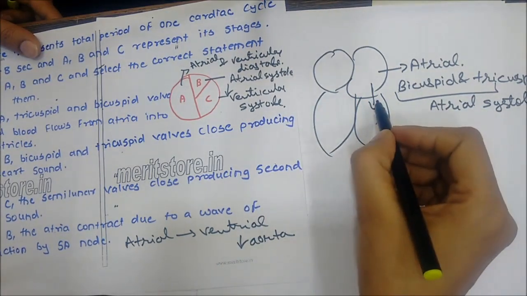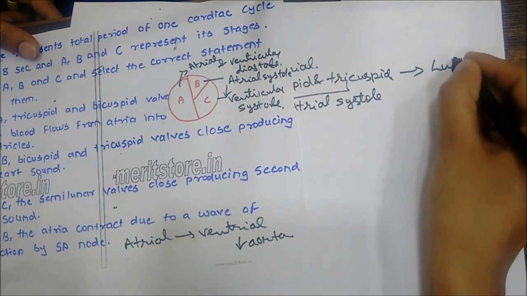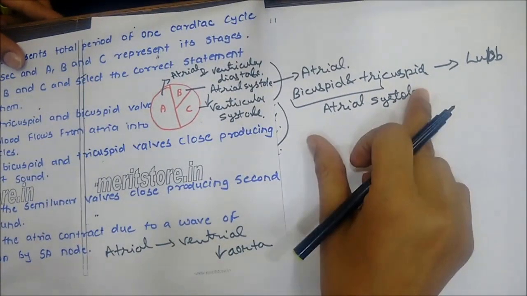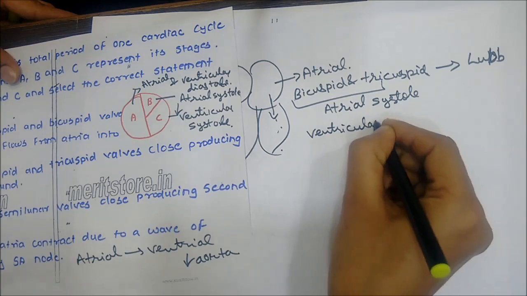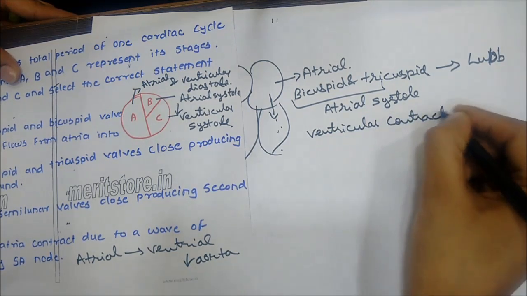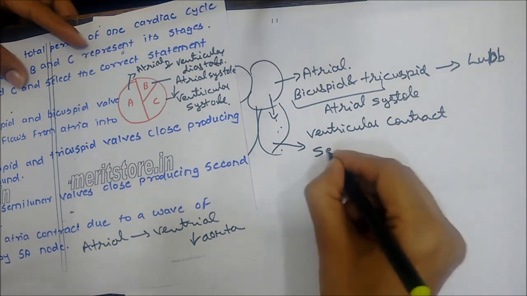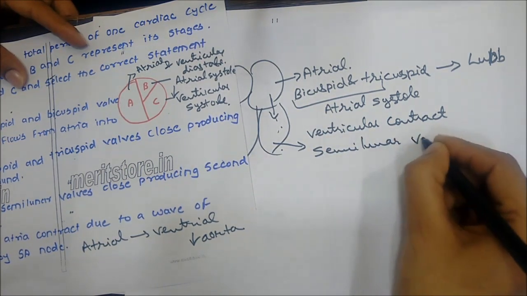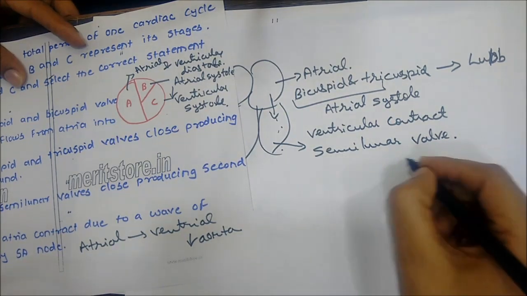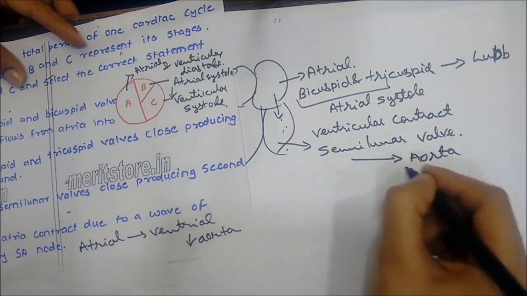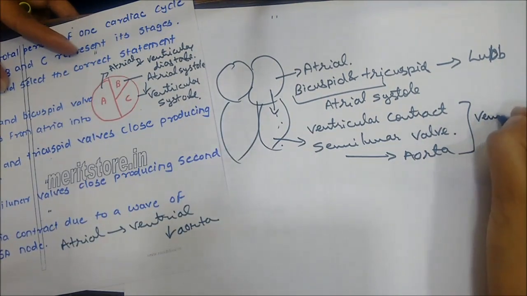After atrial systole, the bicuspid and tricuspid valves will get closed, and it makes the sound of lub. After this lub sound, ventricular contraction will start, that is the ventricular systole will start, and at this stage the semilunar valves will get open, and the blood will go from ventricles through the semilunar valves to the aorta as the ventricles contract. This stage is called ventricular systole.